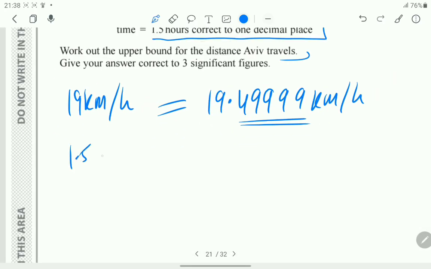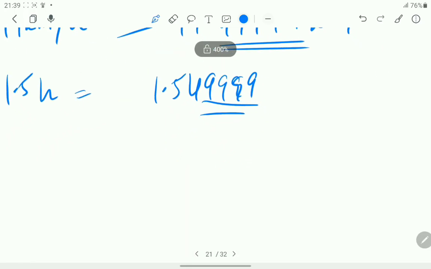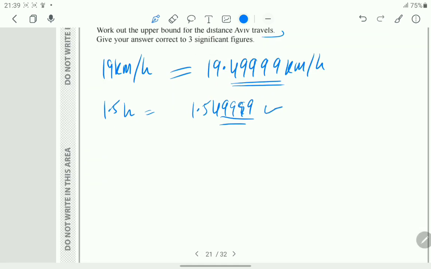And the same for time, we are assuming that he traveled 1.5 hours when he could also have been traveling 1.549999 hours, but we rounded it down, and it's still plausible that his time was close to this. So this is the maximum we could have while staying within the one decimal place rounding and the whole number rounding. So the upper bound could be something like 19.49 times 1.549.